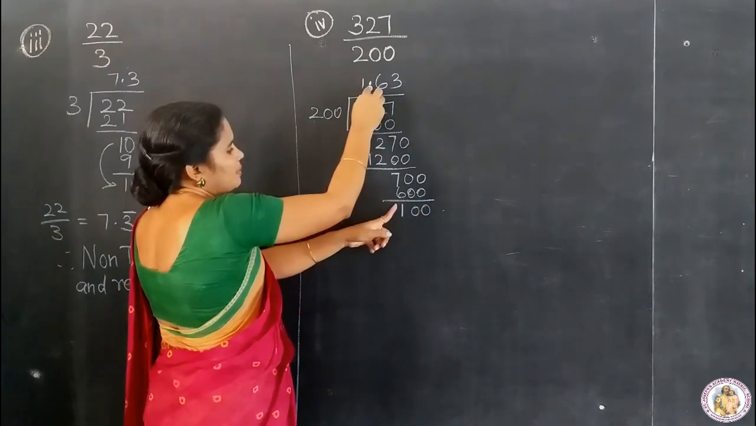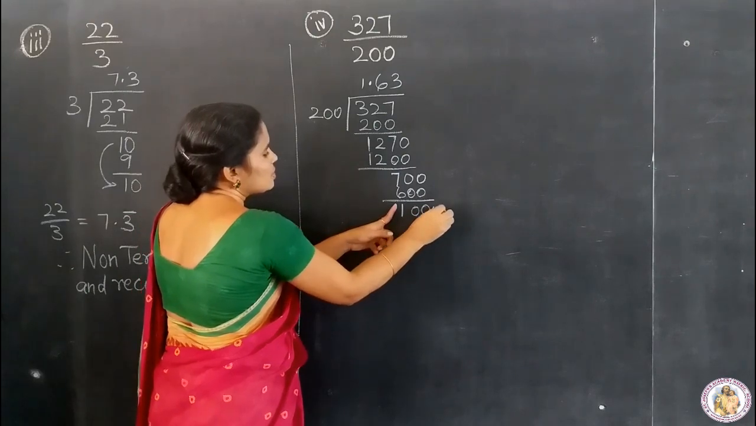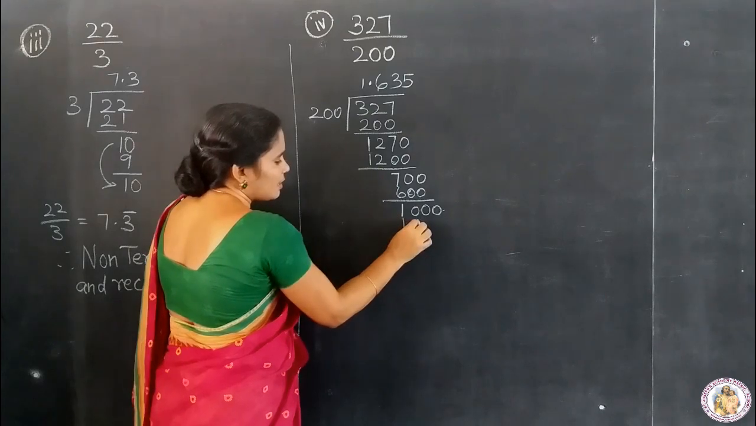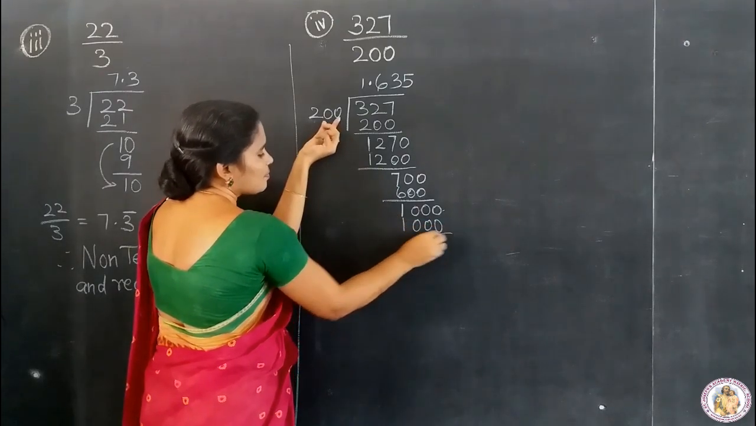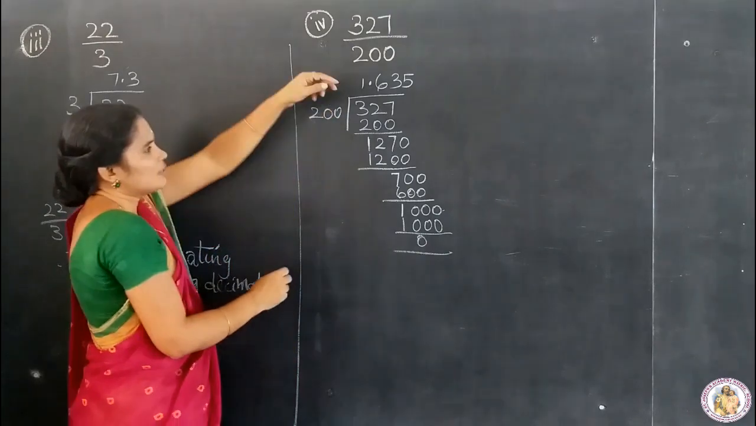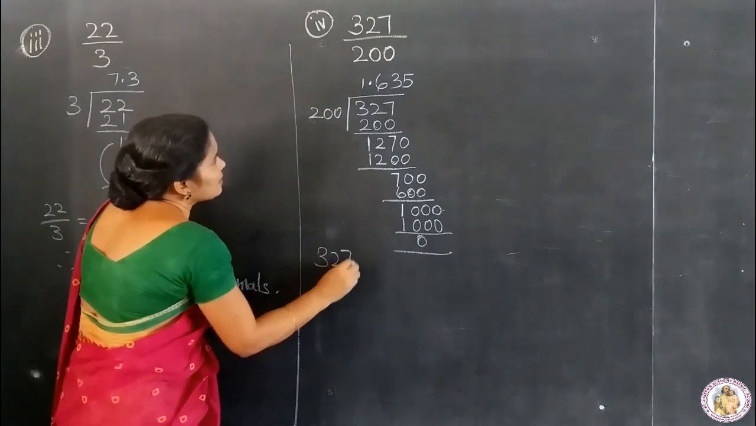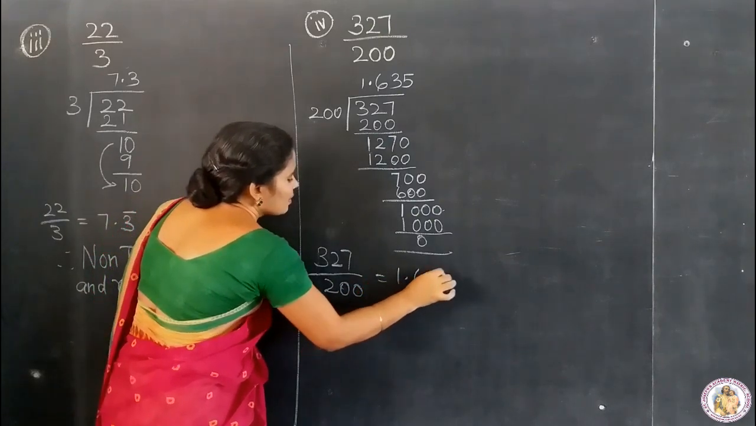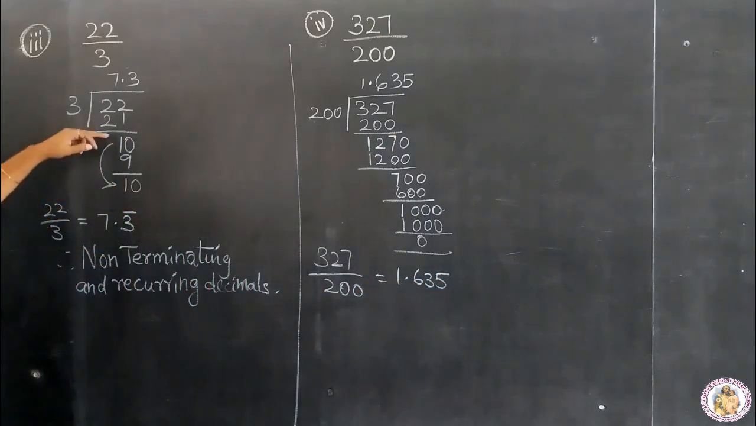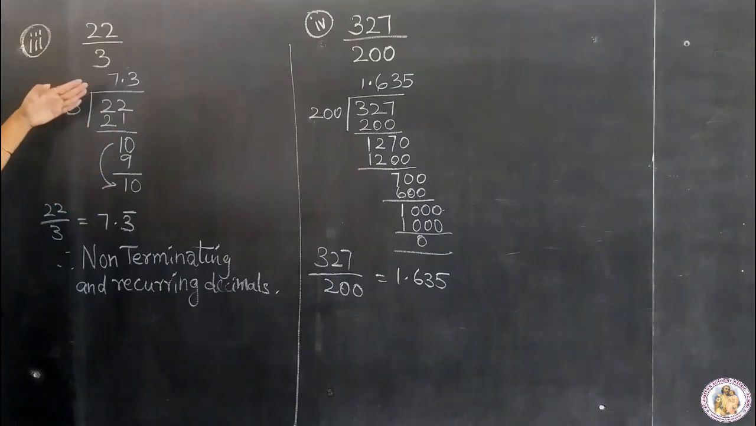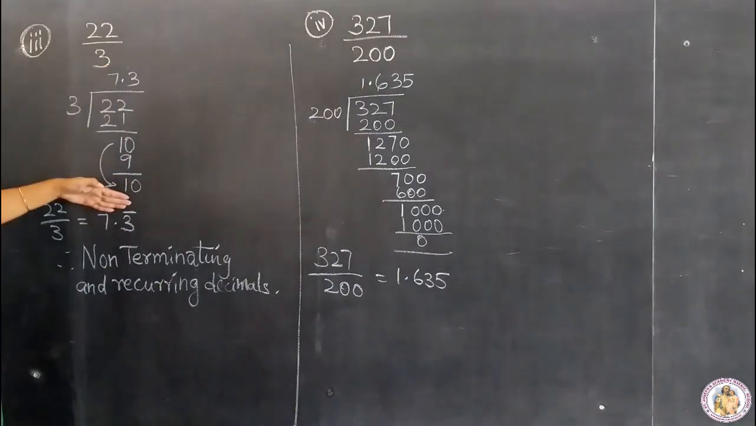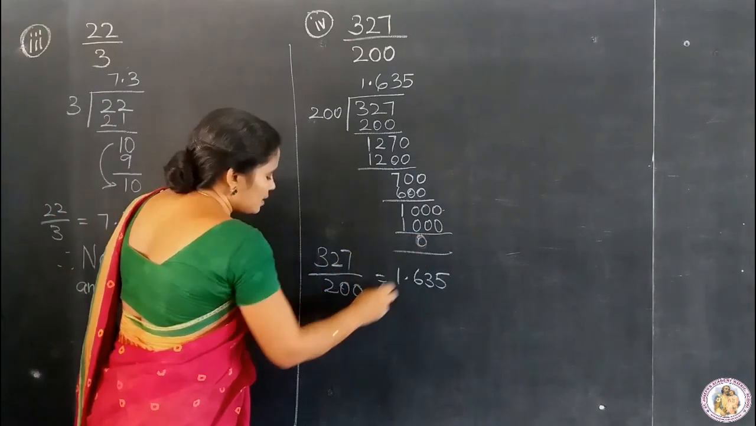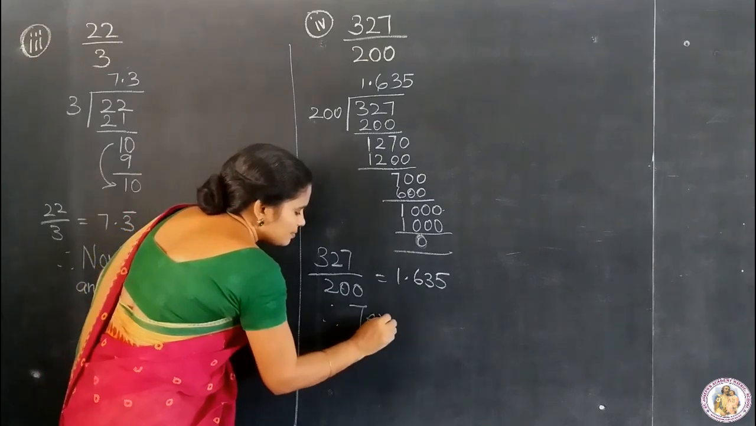So already we have decimal. So add one more 0. 2 5s are 10 and this 2 0. Okay. So if we divide 327 by 200, we get 1.635. Now you can compare both the sums. There, 1 continues and again we will go with 3 3s are 9. Again we will be getting 1. But here it ends with 0. So it is terminating decimal.